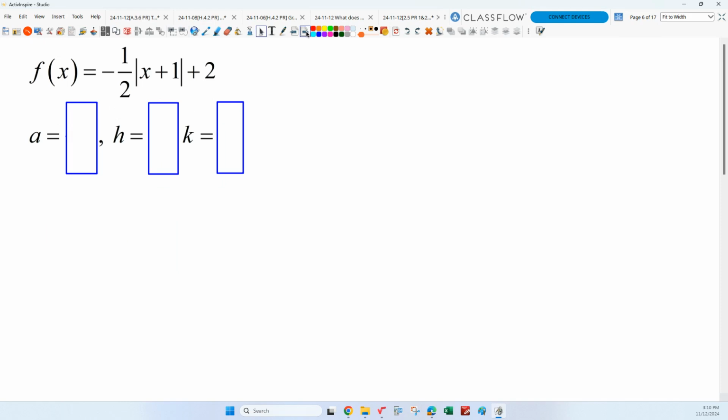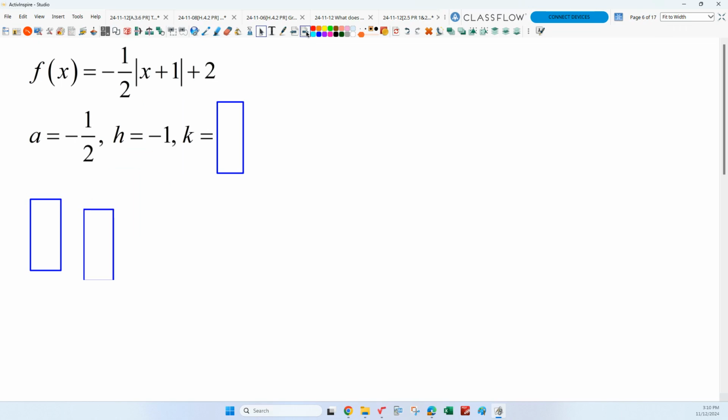Okay, so how about this one right here? Everybody take a second and look at this. I'm just going to go around the room, group to group. Group number 1, what's a? 1/2? Or negative 1/2. Negative 1/2, there you go. Group 2, what's h? Negative 1, good job. Group 3, what's k? 2, excellent, good job. Everybody give me thumbs, does that make sense?